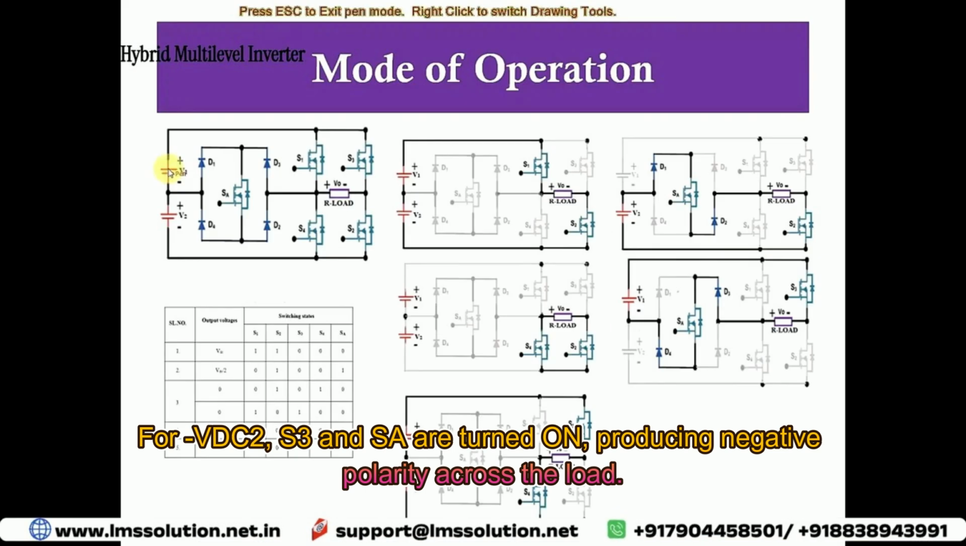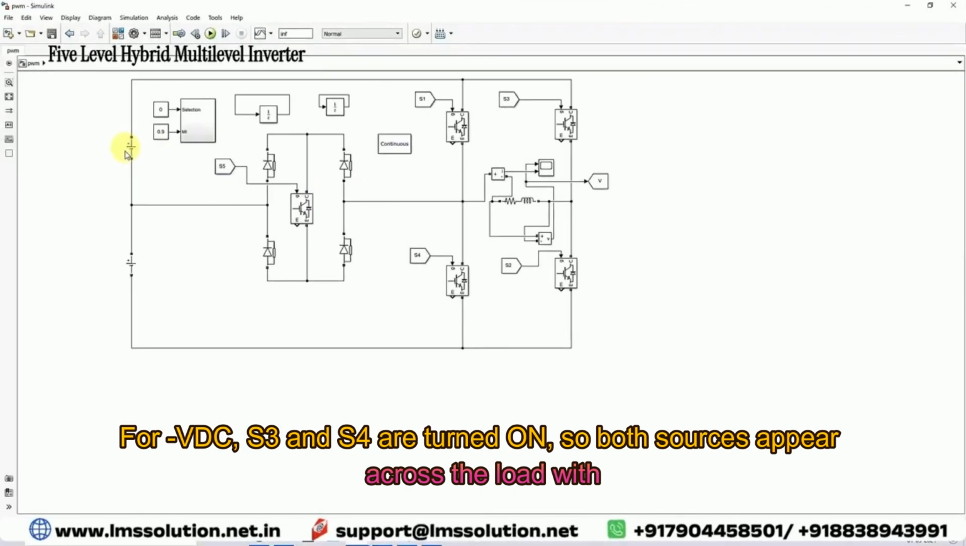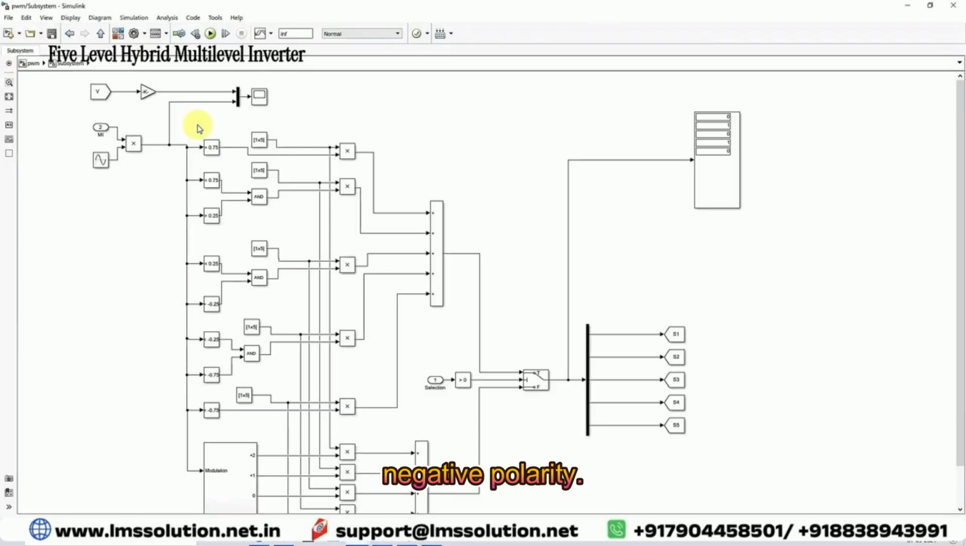For minus VDC2, S3 and SA are turned on, producing negative polarity across the load. For minus VDC, S3 and S4 are turned on, so both sources appear across the load with negative polarity.